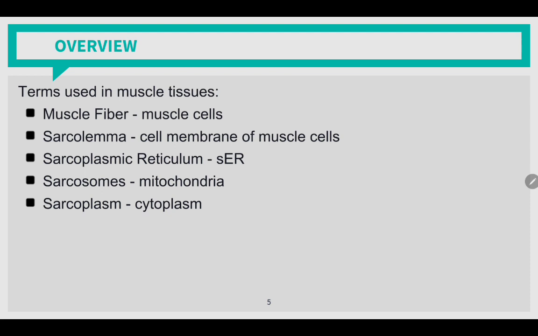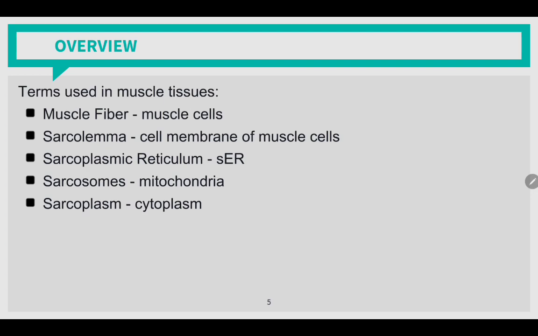Another term that you need to be familiar with is the sarcolemma. Sarcolemma is the cell membrane of the muscle cells. Sarcoplasmic reticulum is the smooth endoplasmic reticulum of your muscle cells. The sarcosomes are the mitochondria, while the sarcoplasm is the cytoplasm.